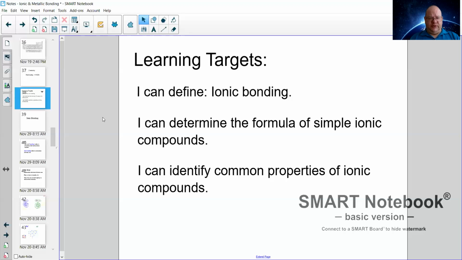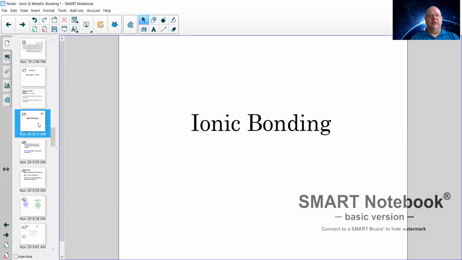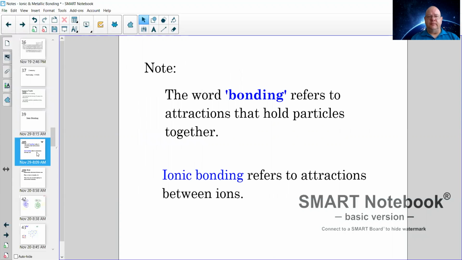Here are our learning targets for today. I can define ionic bonding. I can determine the formula of simple ionic compounds. I can identify common properties of ionic compounds. So here we go.